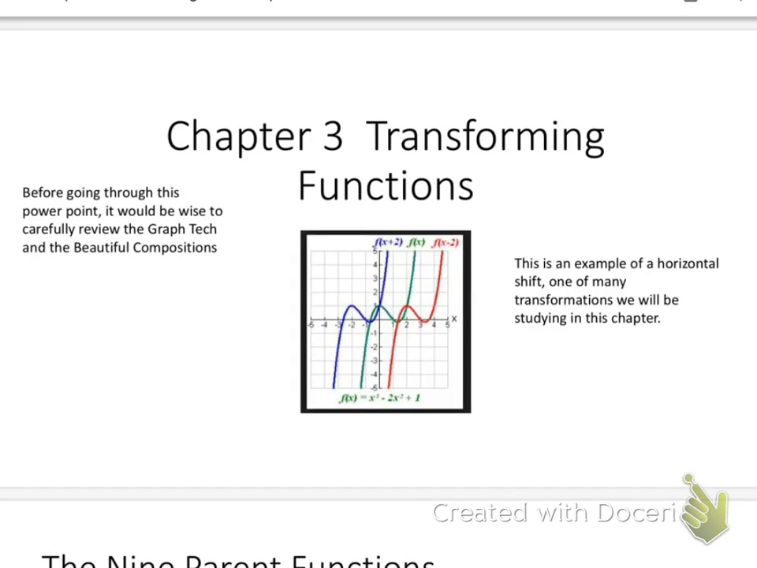Okay, this is chapter 3. It's entitled Transforming Functions. And before you go through this PowerPoint, it would be wise if you carefully review the Graph Tech Lab and the beautiful compositions.